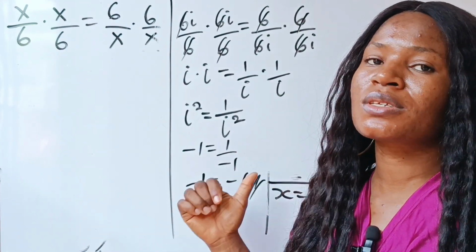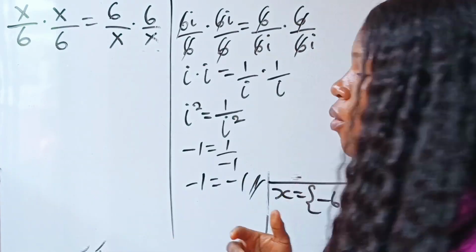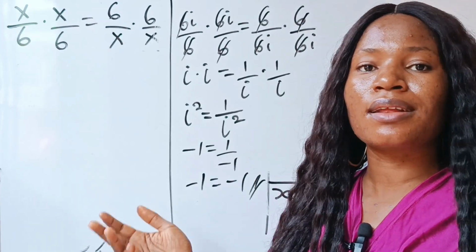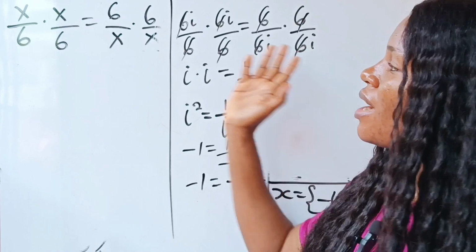So I would like you to prove the other ones, the real part, that is the minus 6 and the plus 6. Prove that the answer is correct.